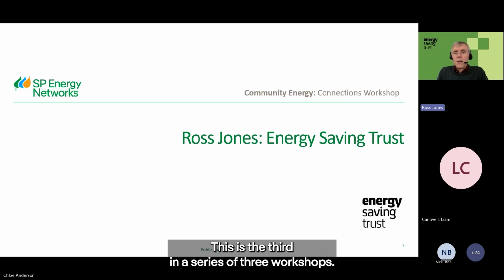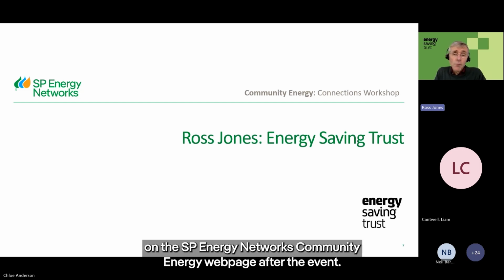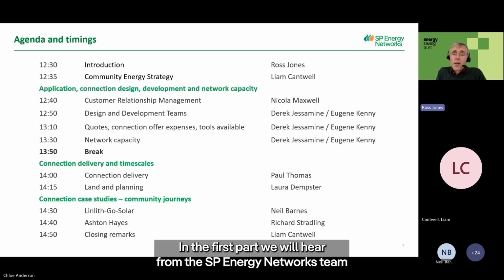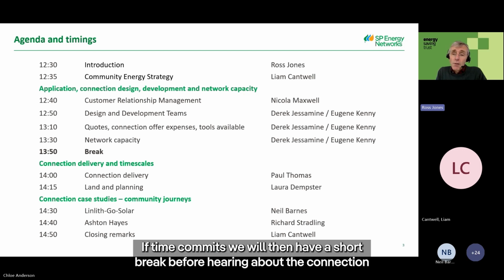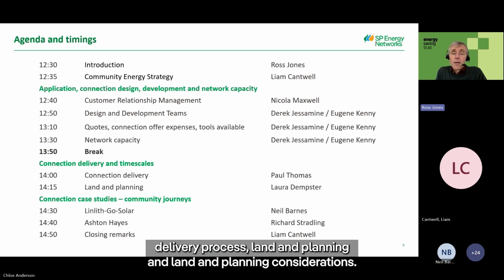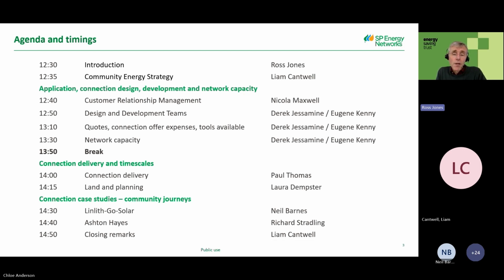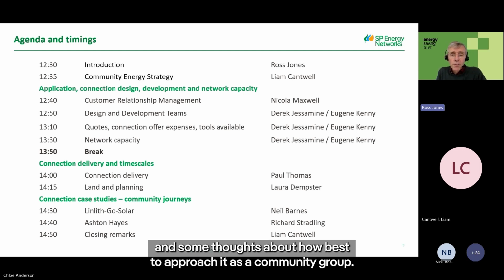This is the third in a series of 3 workshops. The focus of this workshop is on the connection process. A recording of this workshop and the slides will be made available on the SP Energy Networks Community Energy webpage after the event. Today's workshop is split into 3 parts. In the first part, we will hear from the SP Energy Networks team about the application process, connection design, development and network capacity. If time permits, we will then have a short break before hearing about the connection delivery process, land and planning considerations. Then in the final section, we will hear from 2 community representatives about their own journey through the connection process and some thoughts about how best to approach it as a community group.